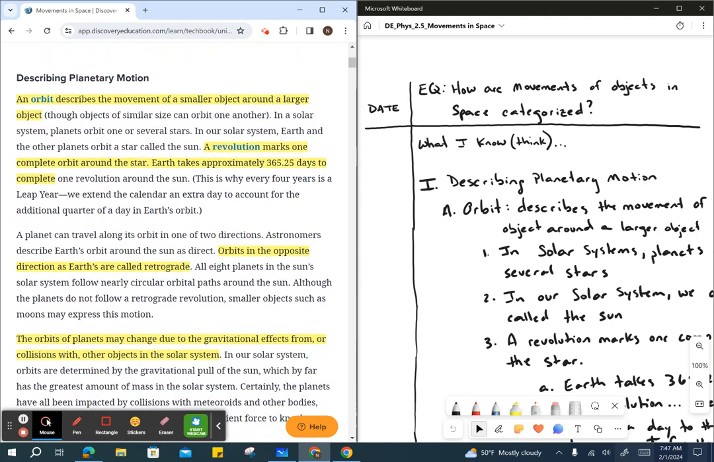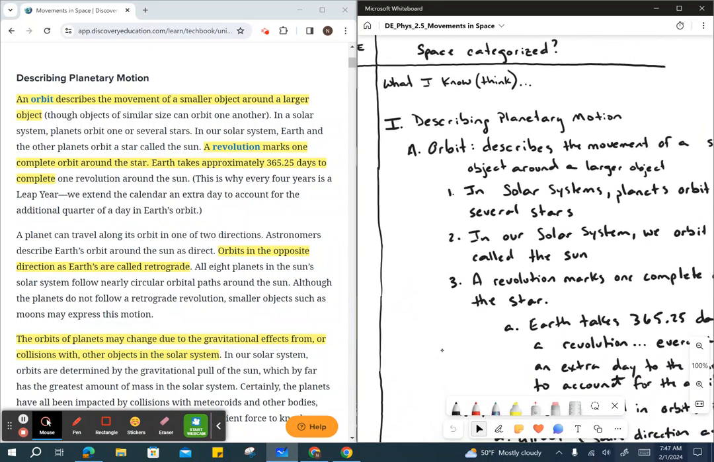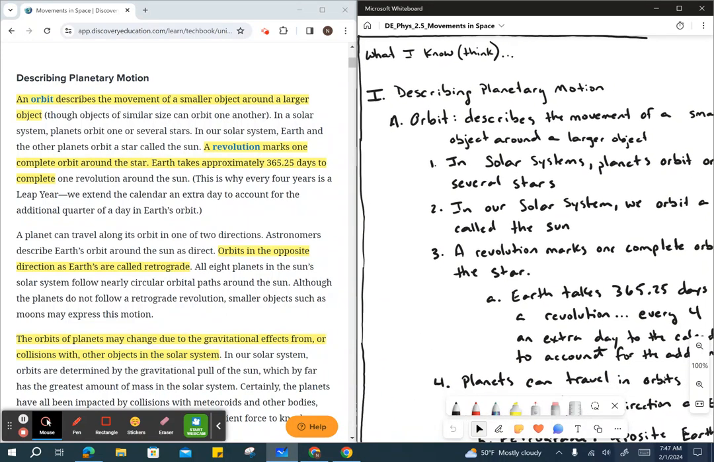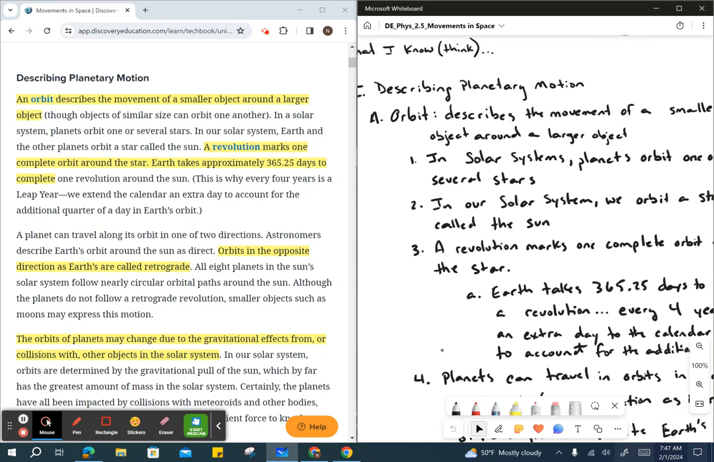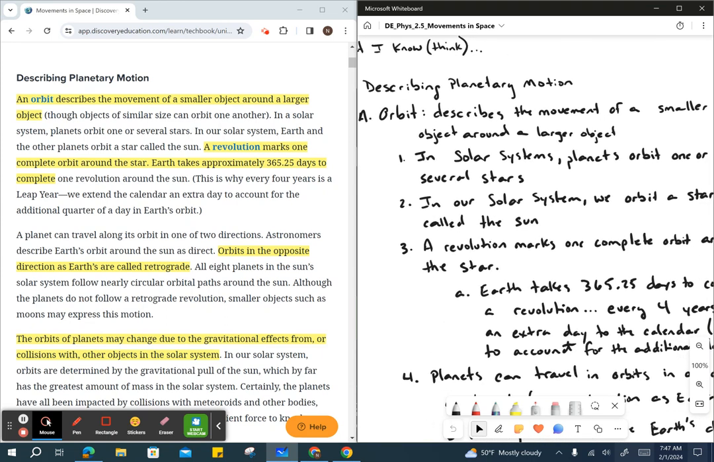So the very first section, we've made this Roman numeral 1, describes planetary motion. And you'll want to write down all this information that I have here. Things such as orbiting. We orbit the sun. We are smaller than the sun. The moon orbits Earth. The moon is smaller than Earth. So smaller objects moving around larger objects.